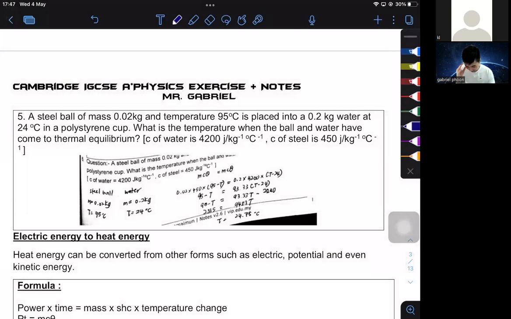Anyways, back to this, right? This question here is a bit harder to do because there's a little bit of application of how you're supposed to use the Q equals MC theta.